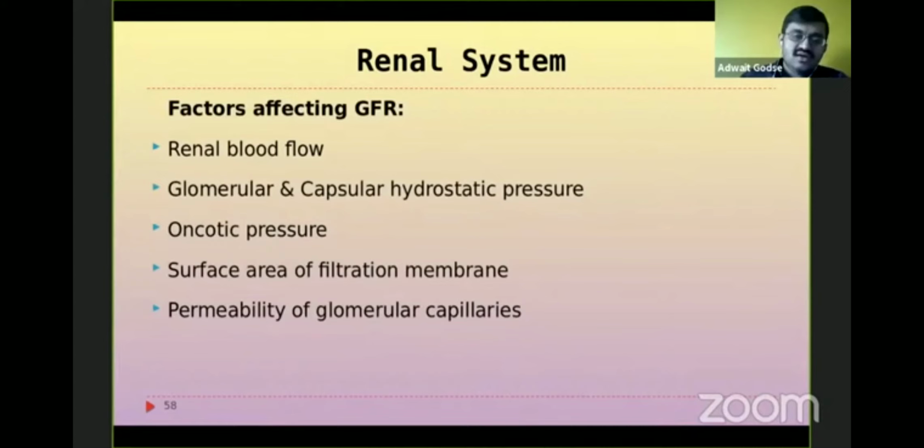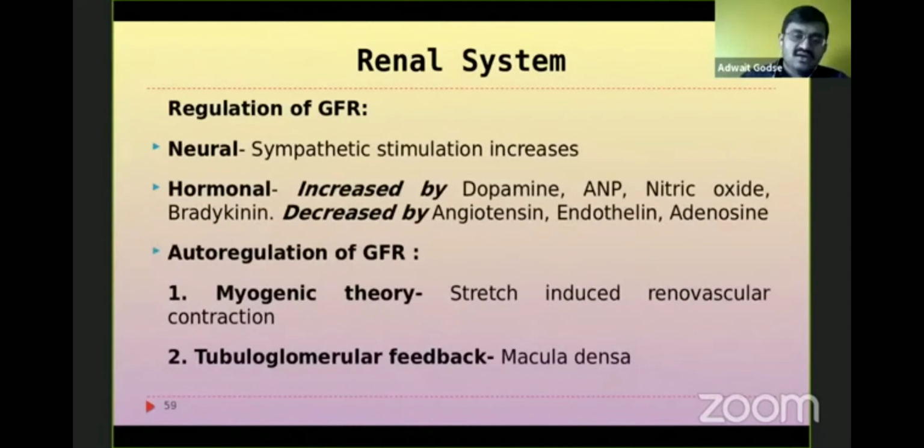Factors affecting GFR, a very favorite question. Renal blood flow is the strongest determinant, followed by glomerular and capsular hydrostatic pressure, oncotic pressure, total surface area of the filtration membrane, and permeability of glomerular capillaries. These are the factors affecting. Now there is another very confusing term, regulation of GFR. Regulation of GFR is by neural mechanism, hormonal mechanism, and auto-regulation of GFR. Auto-regulation of GFR is one of the favorite short notes.